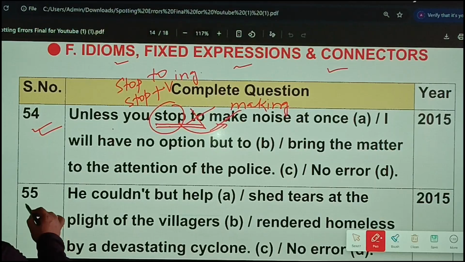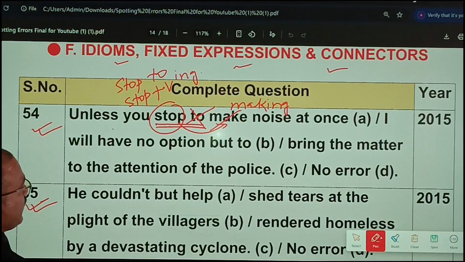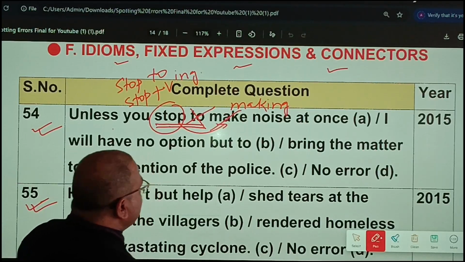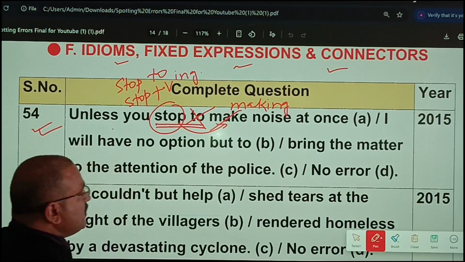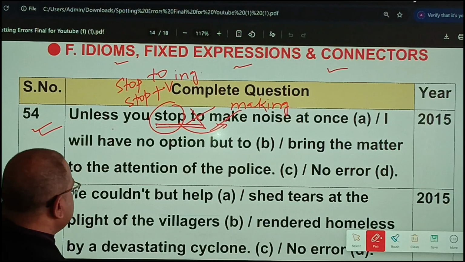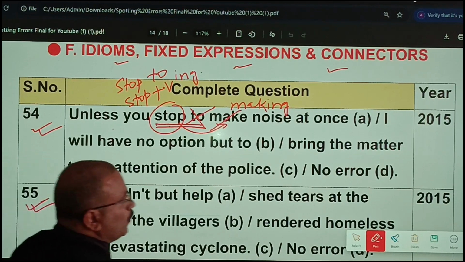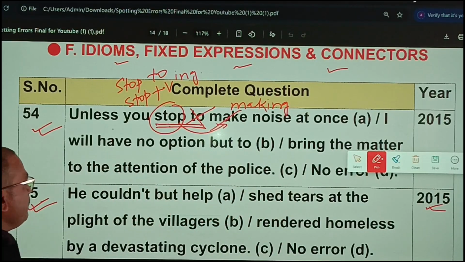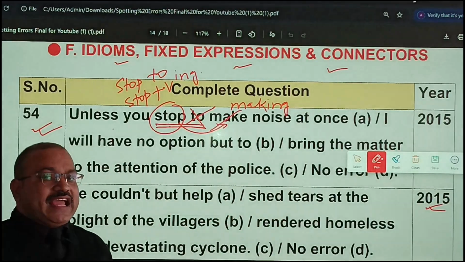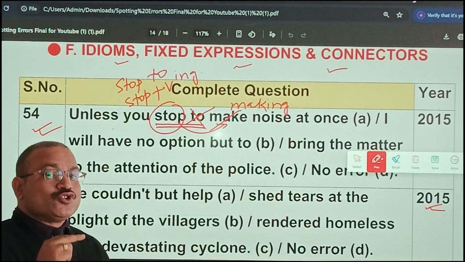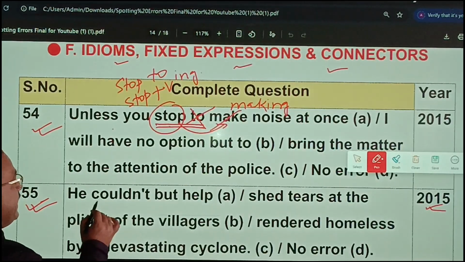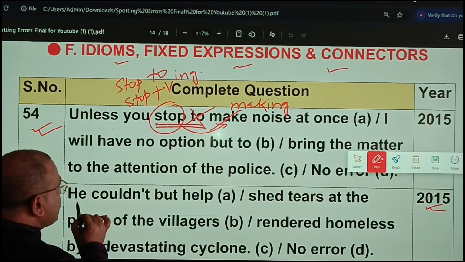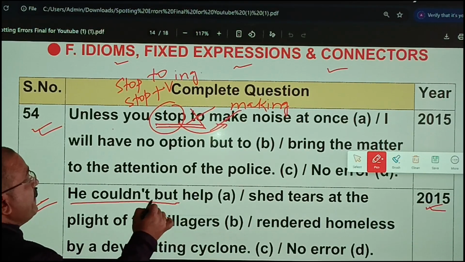Now, question number 55. He couldn't but help shed tears at the plight of villagers rendered homeless by a devastating cyclone. Very good. This question was asked in 2015. Now this sentence can be seen in two ways. We can look at this sentence in two ways. He couldn't but help. Now this structure is also correct. He couldn't but.